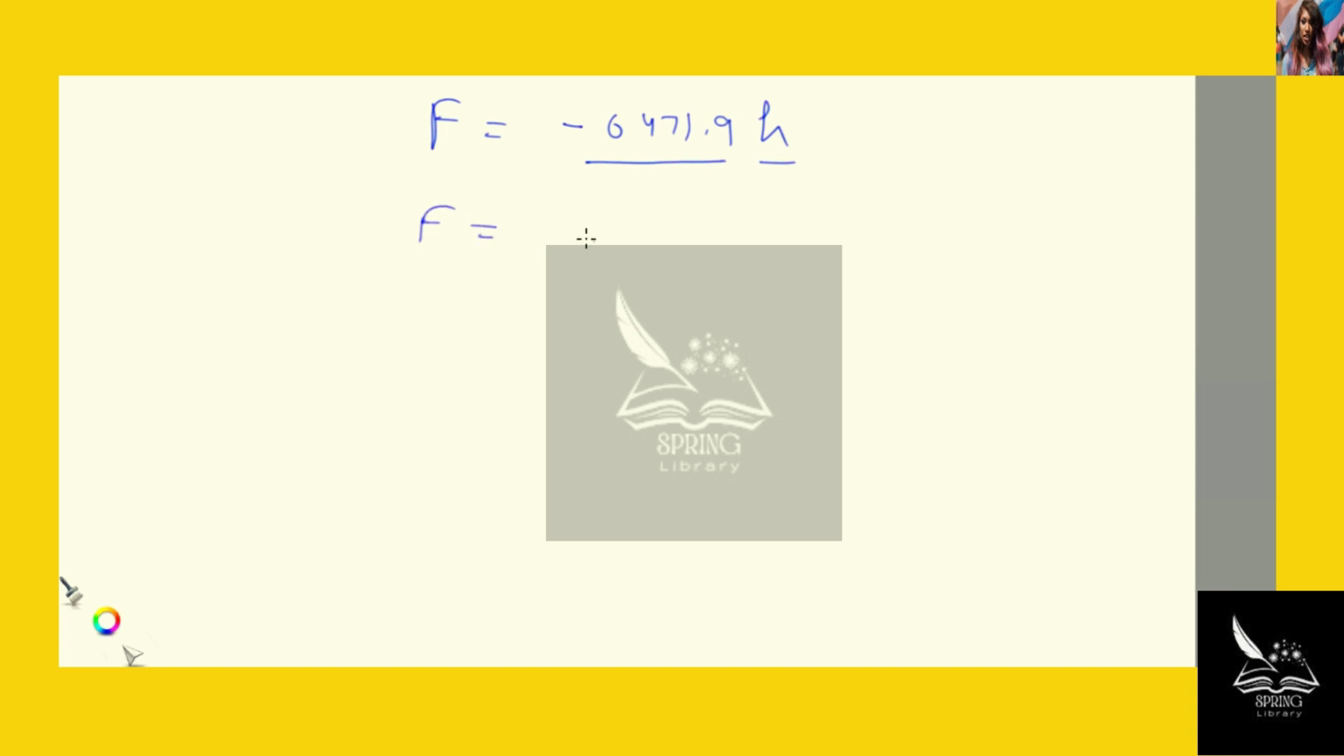And if we compare it with F equals minus K h, or we can say delta x, here delta x is the displacement, and here this h is the displacement. So we can say the spring factor for this oscillatory motion will be 6471.9 Newton per meter. Hence the time period of this simple harmonic motion will be given by 2 pi under root inertial factor by spring factor.